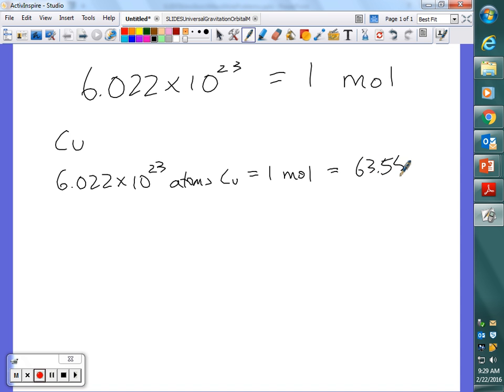63.55. And that's what? What unit would that have after it? Okay. All right. Does that all sound somewhat familiar? Coming back a little bit? Okay. All right. Now, let's use this to our advantage. Okay? This is true for copper.